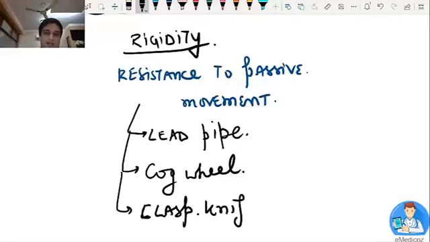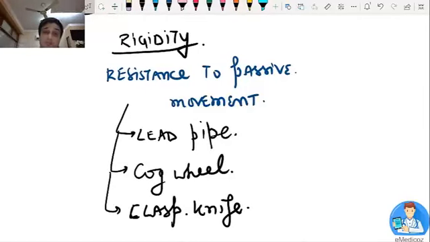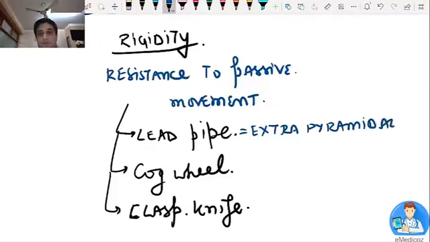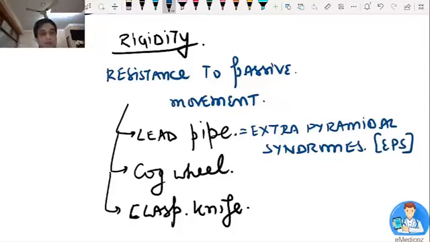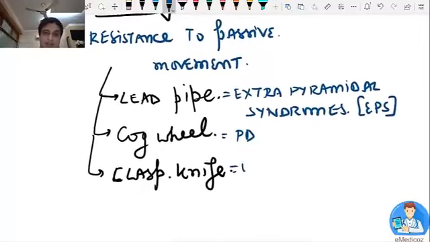Now if I look at lead pipe rigidity, remember this, it is seen in extrapyramidal disorders or extrapyramidal syndromes. So most of the extrapyramidal syndromes that we come across have lead pipe rigidity, abbreviated as EPS. While the other one is cogwheel. Parkinson disease is a perfect example of cogwheel rigidity. And the last one is clasp knife, which is seen in an upper motor neuron lesion, known as a UMN lesion. What is UMN? That stands for upper motor neuron lesion.